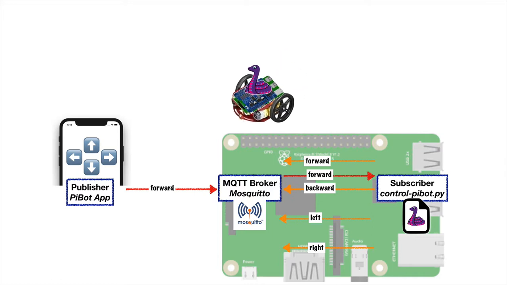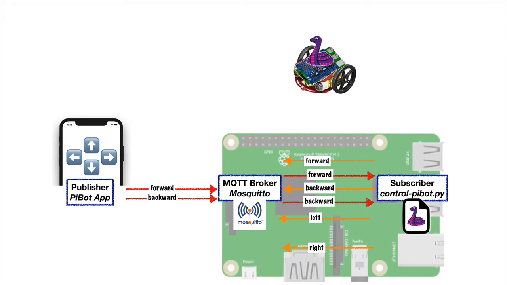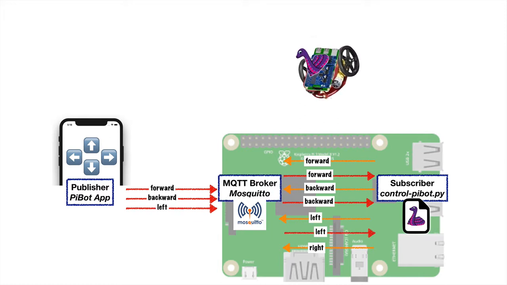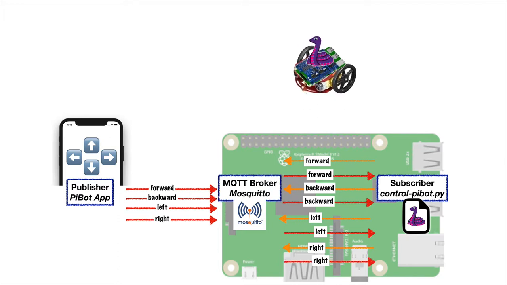Similarly, the backward message is sent when the user presses the down arrow on the app. The broker picks up the backward message, sends it on to control-pybot, and it throttles both motors back with a negative value. Press the left arrow button in the app, and the app will publish a left message. The broker sends that over, control-pybot picks up the left message, and throttles the left motor a negative value and the right motor a positive value. And right does just the opposite. It's picked up by the broker and sent on to control-pybot, which throttles right negative, left positive, and the bot turns to the right.